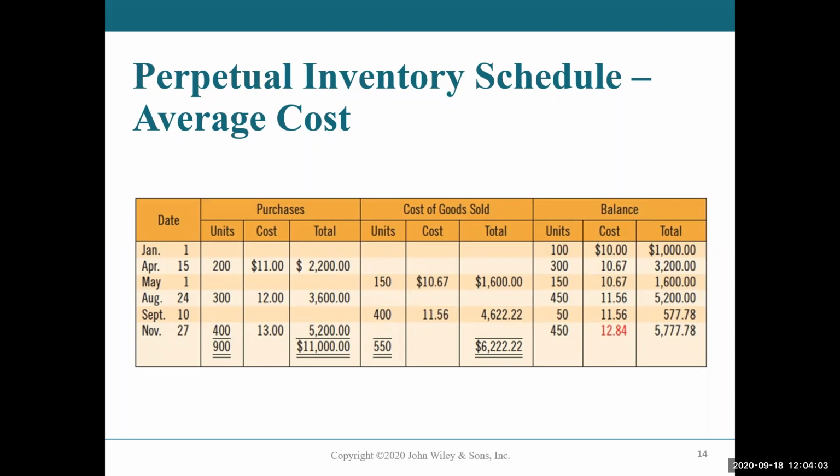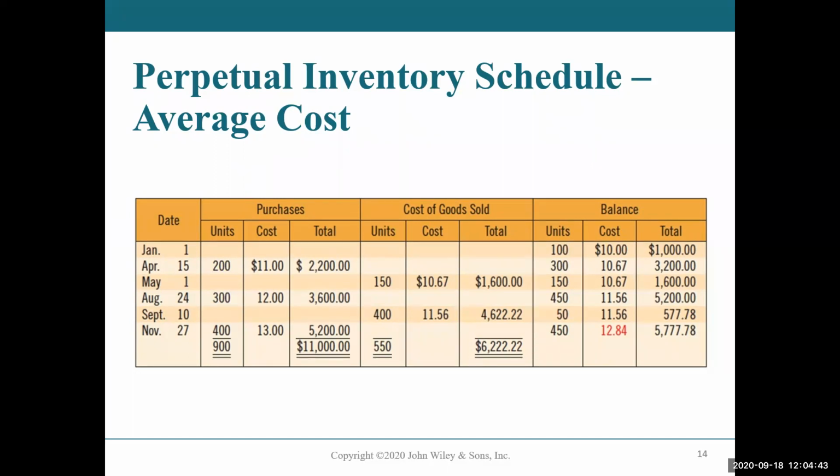On August the 24th, when we purchased 300 more units, as soon as the purchase happens, we will have to recalculate our average cost. So our beginning inventory on August the 24th is 150 units at $1,600 cost. Now we have 300 units with the additional cost of $3,600. So basically we have 450 units in total with the total cost of $5,200. So $5,200 divided by 450 units gives us a new average cost of $11.56.